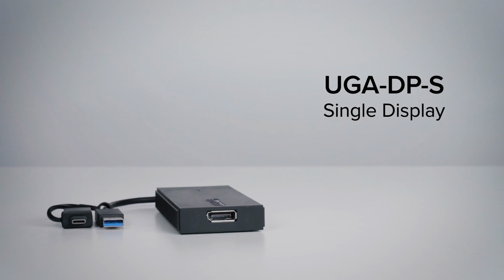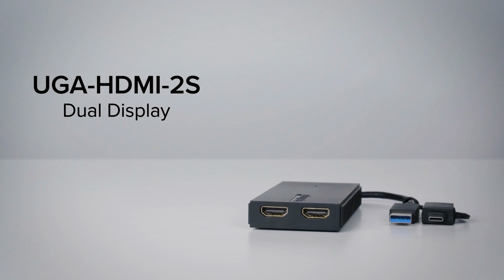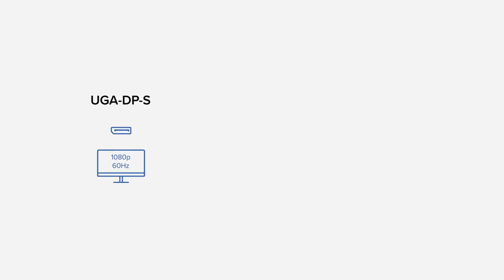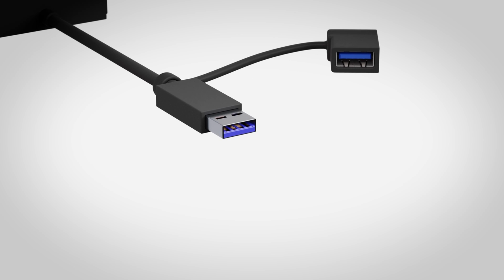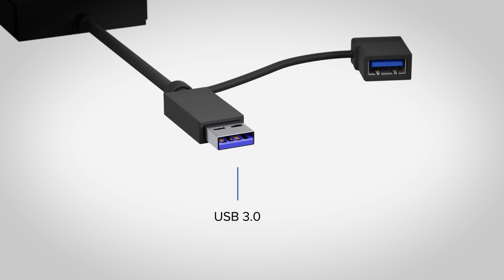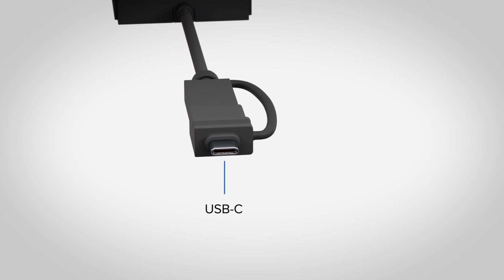We just launched a new USB graphics adapter line based off of Silicon Motion technology. We released three graphics adapters, our UGA DPS, our UGA HDMI-S, and UGA HDMI-2S. These single and dual display graphics adapters are a simple and affordable solution for extending your laptop screen to an extra monitor or two. They feature a hybrid 2-in-1 USB 3.0 Type-A and USB-C cable for a quick and easy connection to your computer.